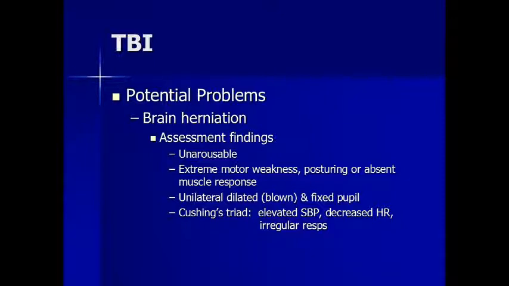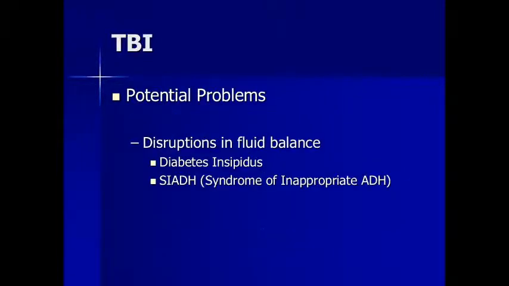Assessment findings with brain herniation are usually patients are unarousable. They have extreme motor weakness. You may see posturing or absence of muscle response. Pupils are unilaterally dilated or blown and fixed. And most definitely you will see the Cushing's triad: the elevated systolic blood pressure, wide pulse pressure, bradycardia, and irregular respiration.